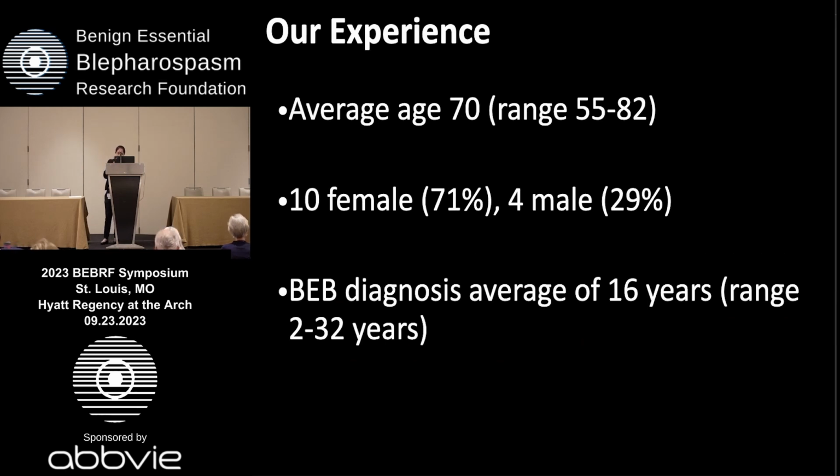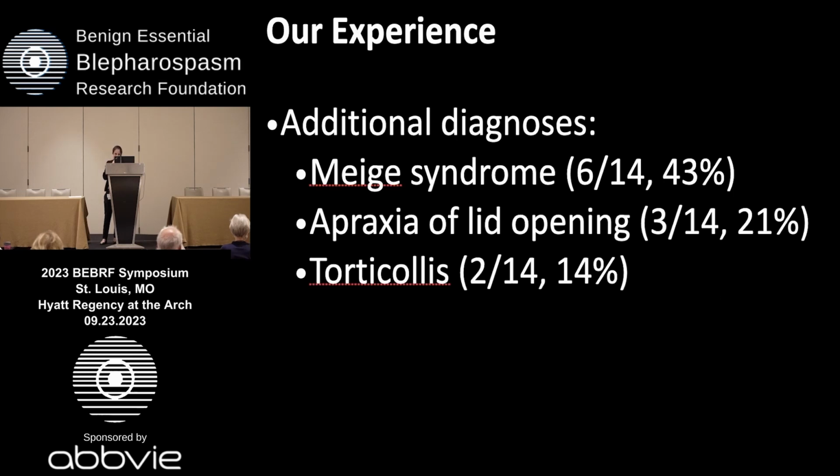In terms of some demographics, the average age of our patients is 70, the majority are female, and on average, our patients have had a diagnosis of blepharospasm for about 16 years when we first tried double concentration on them. Many of our patients carry other additional diagnoses, so over 40% also have coexisting Meige syndrome. Some of them have apraxia of lid opening, and a few also have coexisting torticollis as well.